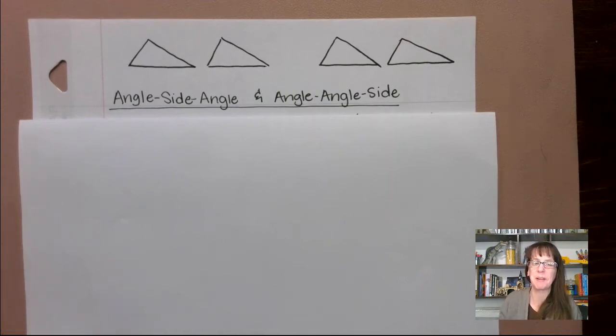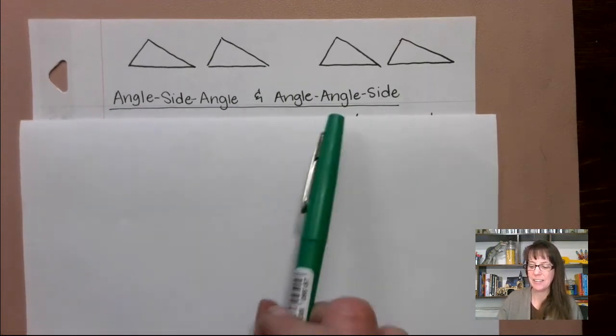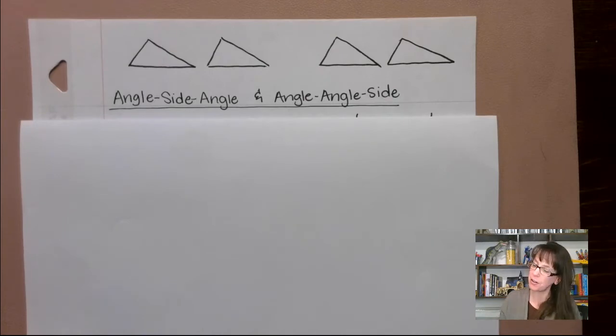Hi friends, today we're talking about angle, side, angle, and angle, angle, side, proving triangles are congruent via angle, side, angle, and angle, angle, side. So what is angle, side, angle?